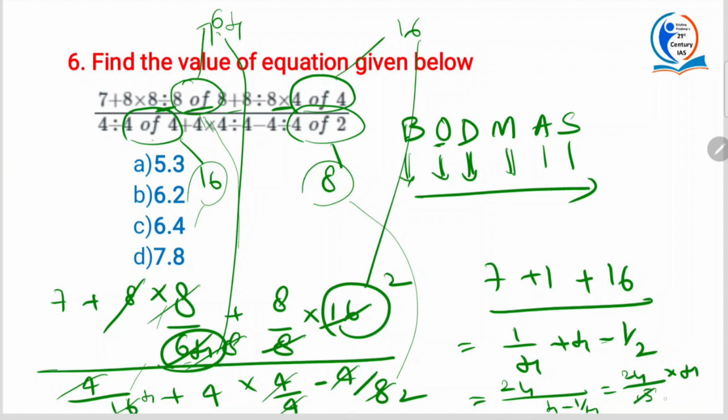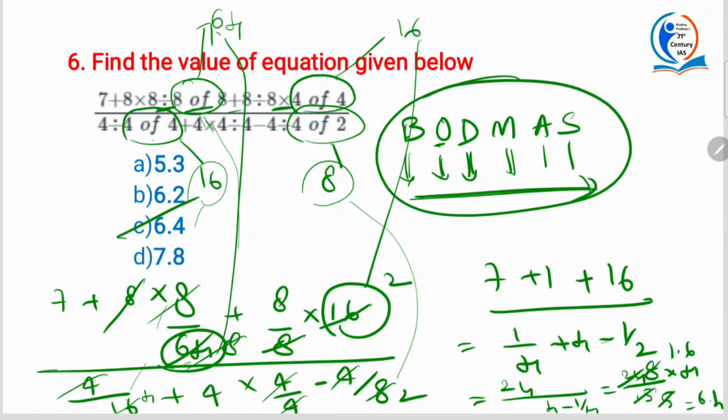And 3 fives are 15. 3 eights are 24. And 5 ones are 5, 1.6. So 1.6 into 4 is how much? 6.4. So C, 6.4 is the answer. Alright. So please be thorough with this concept.